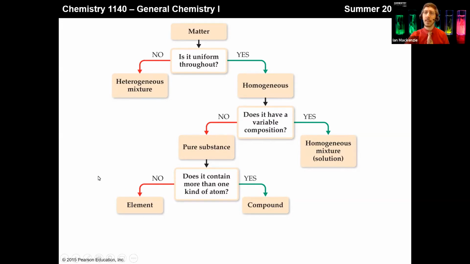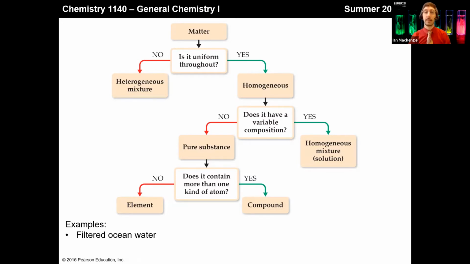Let's go through a couple examples real quickly. So if we take, for example, filtered ocean water, and I simply say this because there are sometimes particles or seaweed, we filtered it first so we got that out. So you just have a sample of ocean water. First we'd say, is it uniform throughout? Well, because we filtered it, we can say yes, it is uniform throughout. So it's not a heterogeneous mixture. So it would be homogeneous.